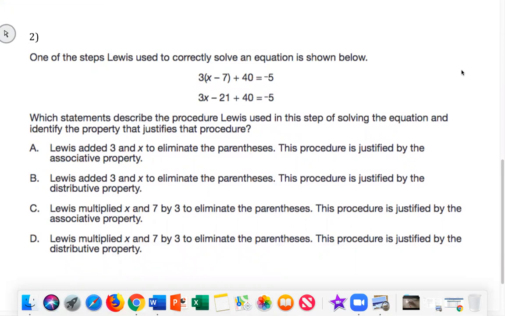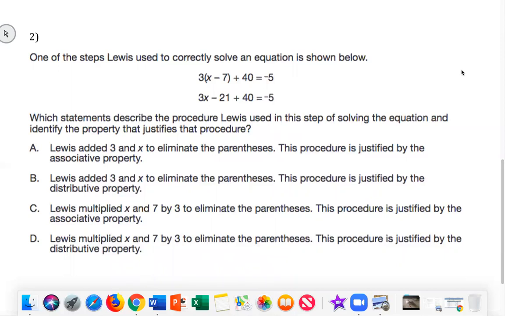And now we're going to move to Mackenzie. I'll read this and you think about it, okay? One of the steps Lewis used to correctly solve an equation is shown below. Which statement describes the procedure Lewis used in solving the equation and identifies the property that justifies the procedure? So Mackenzie, what do you got? What did Lewis do? He multiplied. Yeah, what is that called? What's that property called?